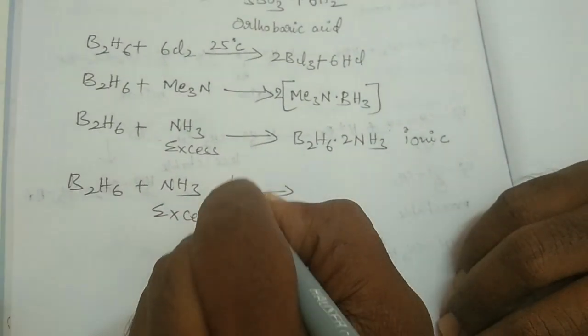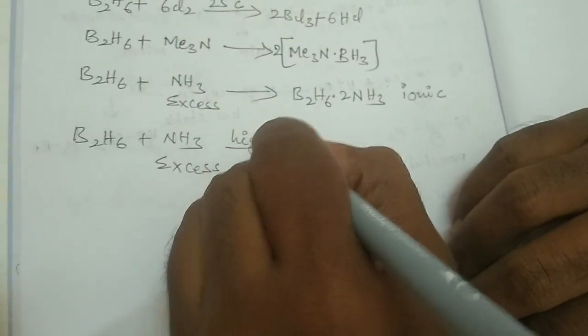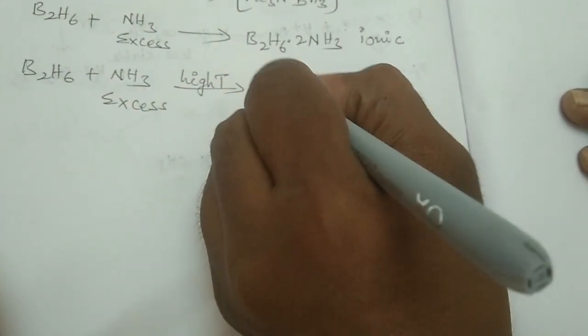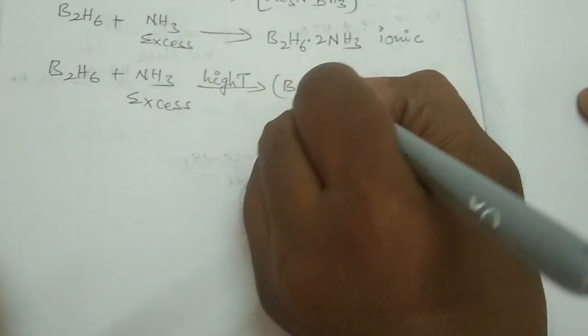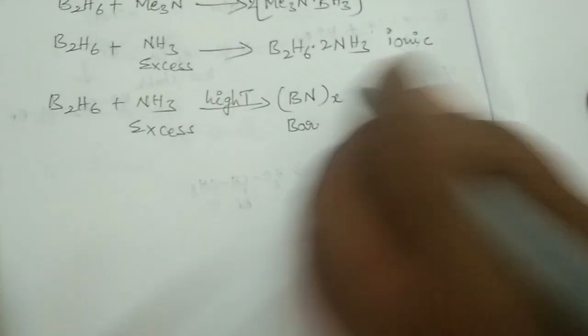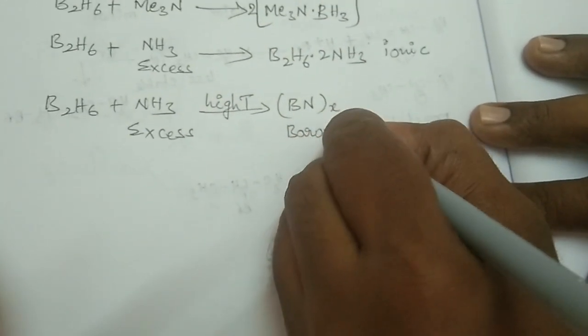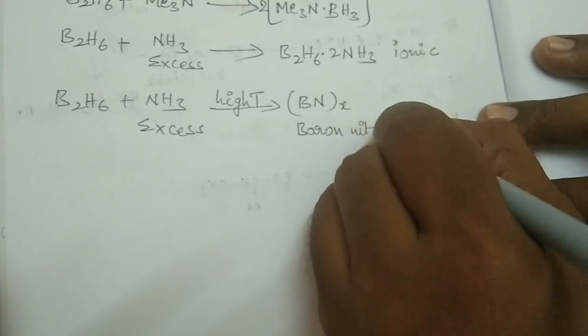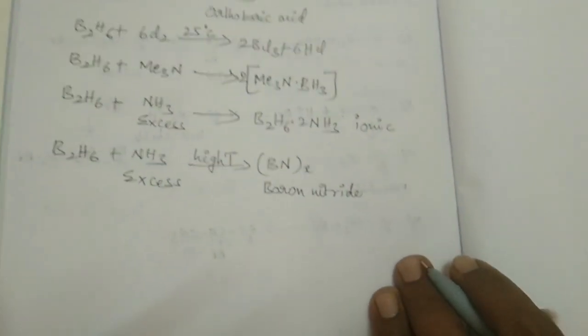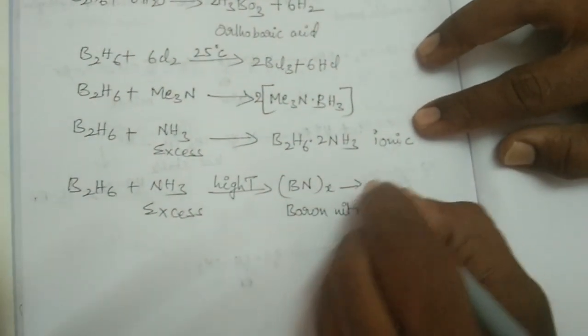At high temperature, it forms boron nitride. So this is a graphite-like structure.